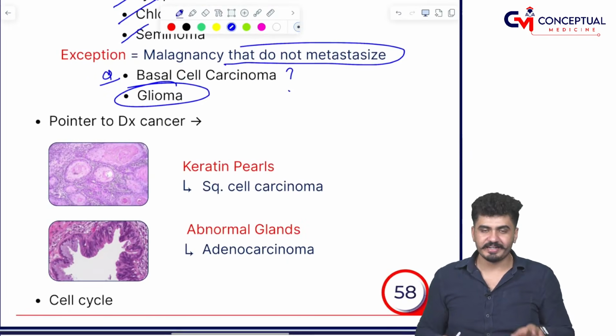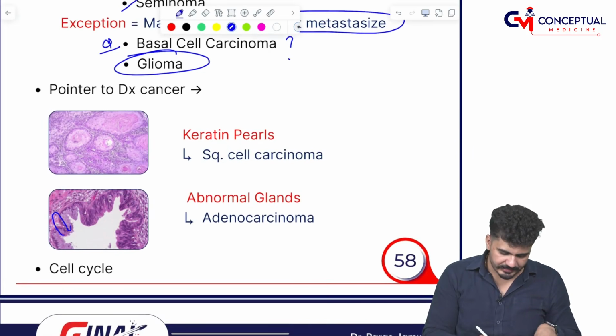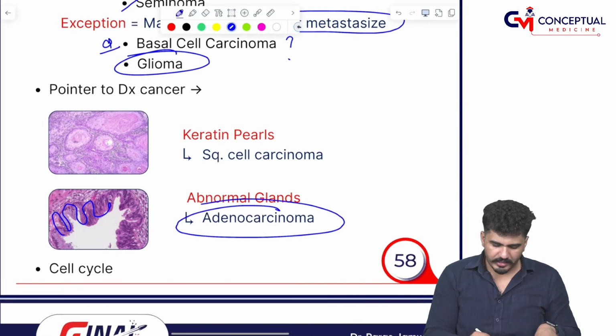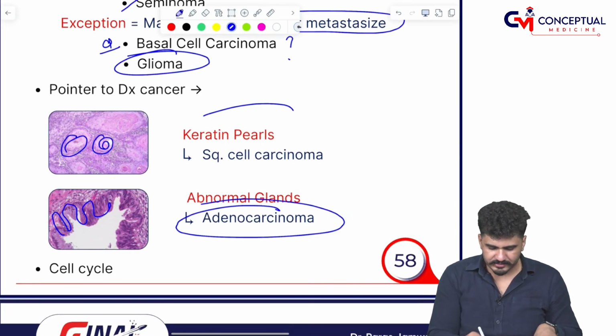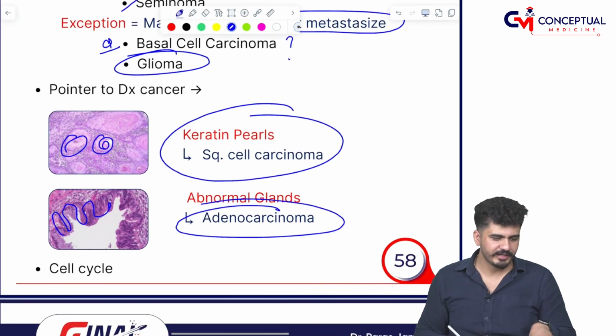Now coming on to the pointer index of squamous cell carcinoma and adenocarcinoma, this has also been asked in the exam. If you see abnormal glands like this, it is adenocarcinoma. If you see keratin pearls like this, it is going to be squamous cell carcinoma. The pointer index, yes, the nose, and the other name is rodent ulcer.